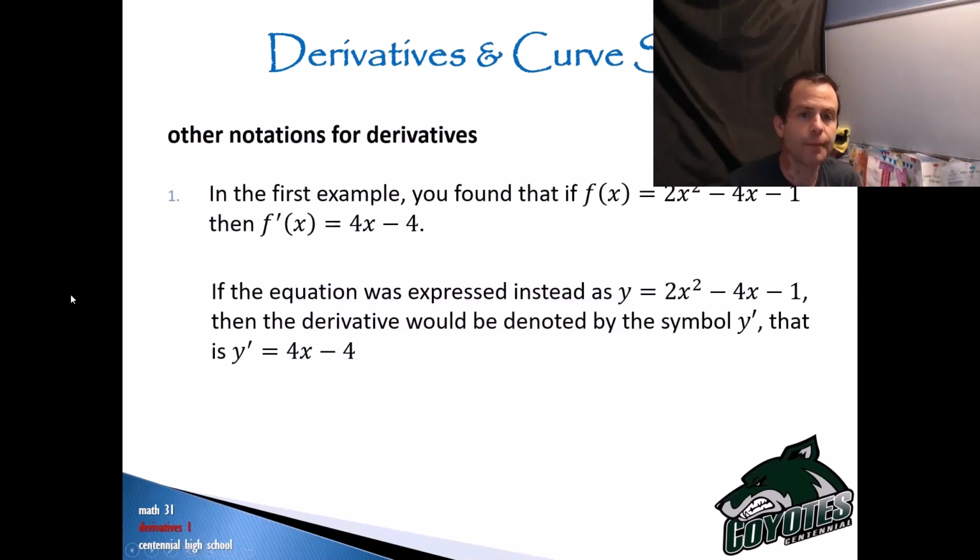Okay. Other notations, just as we get used to the language and speaking the language. In the first example, you found that if f of x was 2x squared minus 4x minus 1, then the derivative of f at x is 4x minus 4. If the equation was expressed instead as y equals 2x squared minus 4x minus 1, then we could express the derivative as y prime instead of f prime of x. So we can either do it in function notation or not in function notation.